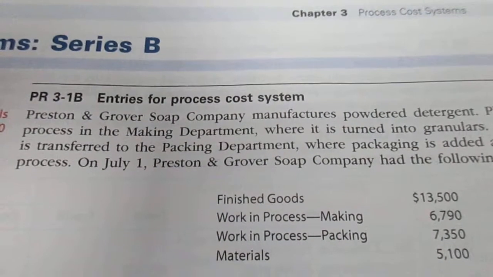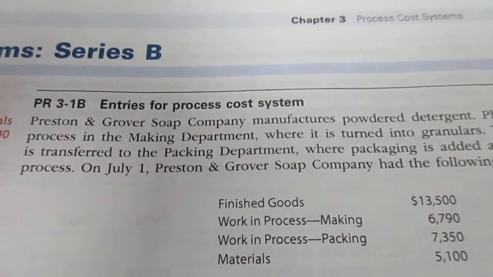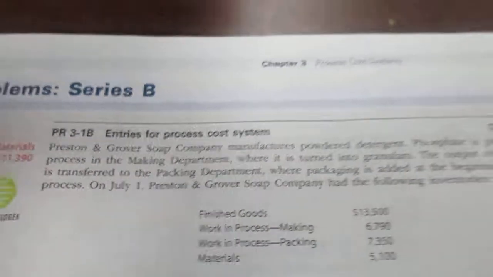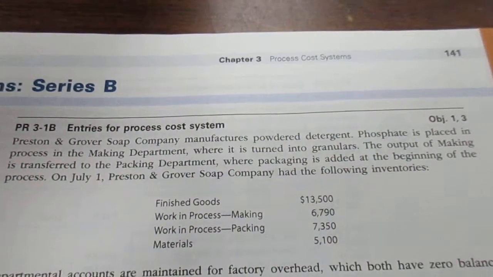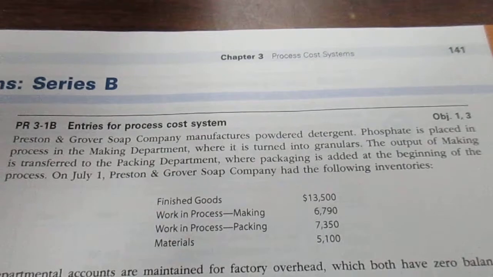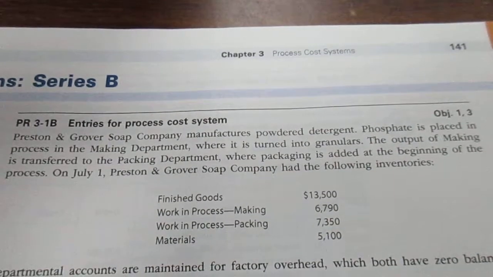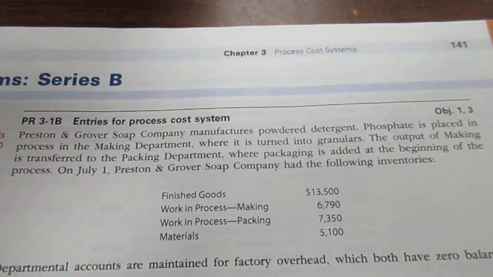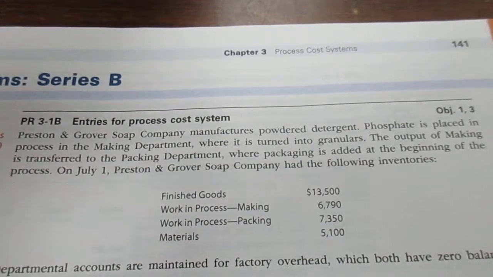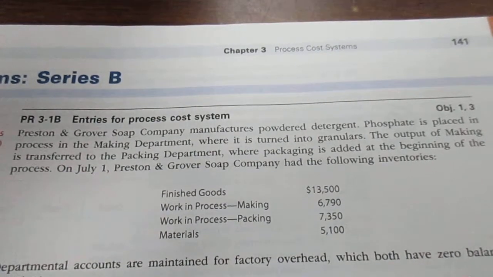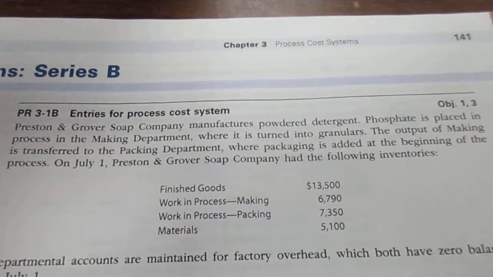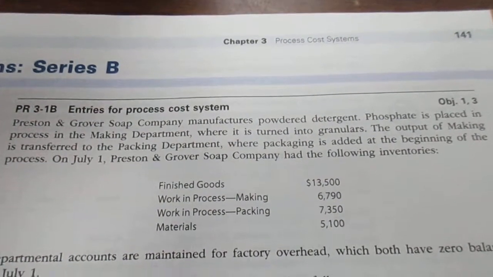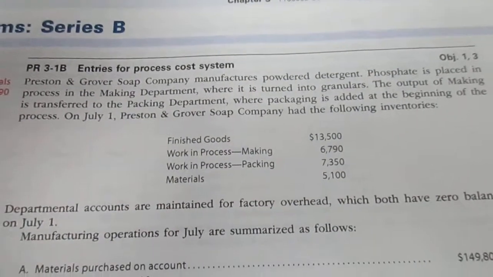Okay, we're going to look at entries for a process cost system for Chapter 3. Preston and Grover Soap Company manufactures powdered detergent. Phosphate is placed in the process in the making department, where it is turned into granulars. The output of the making department is transferred to the packing department, where packaging is added at the beginning of the process. On July 1st, Preston and Grover Soap Company had the following inventories, and it gives us our list.